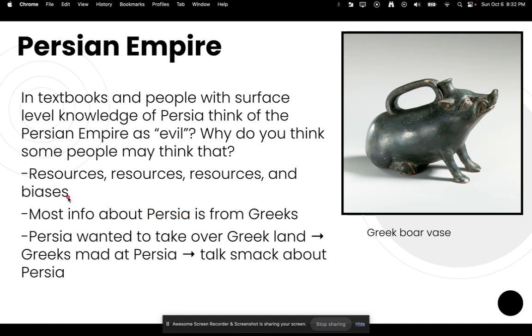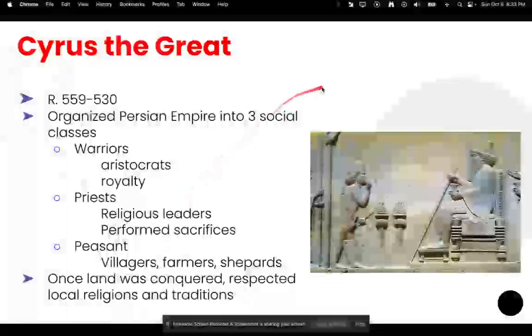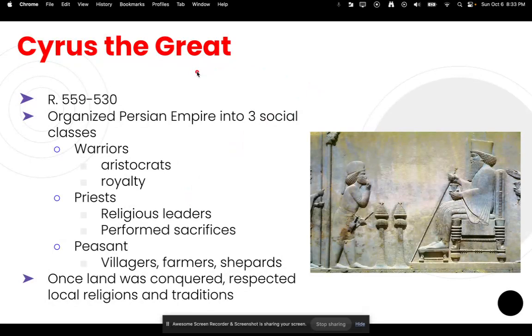Most of the info that we know about the Persians today was written by the Greeks. The Greeks did not talk very kindly about the Persians, and this is why: Persia wanted to take over Greek land. That, of course, made the Greeks very mad at the Persians, and so the Greeks are going to talk smack about the Persians. That's why a lot of biases are against the Persians today. It's just because they're not friends. The Greeks were the ones that wrote a lot about them. So let's talk about some of the great rulers.